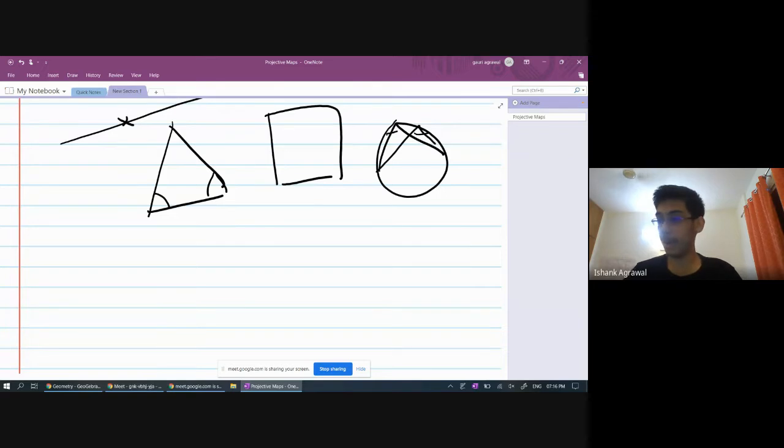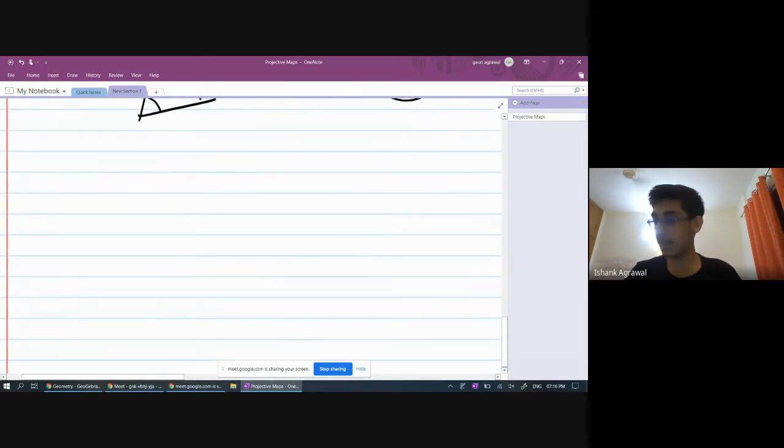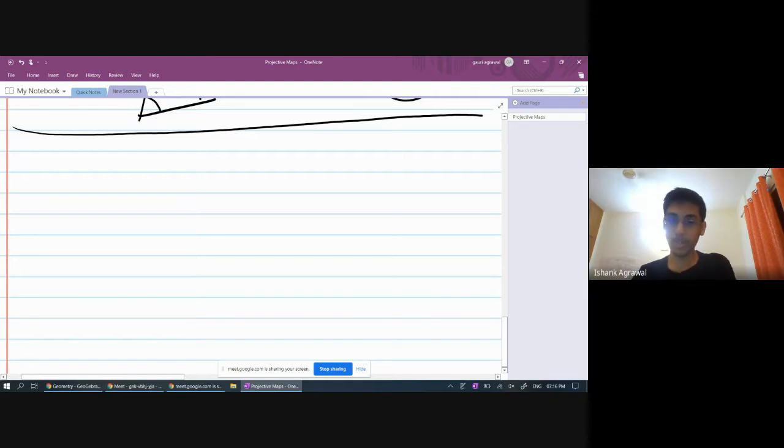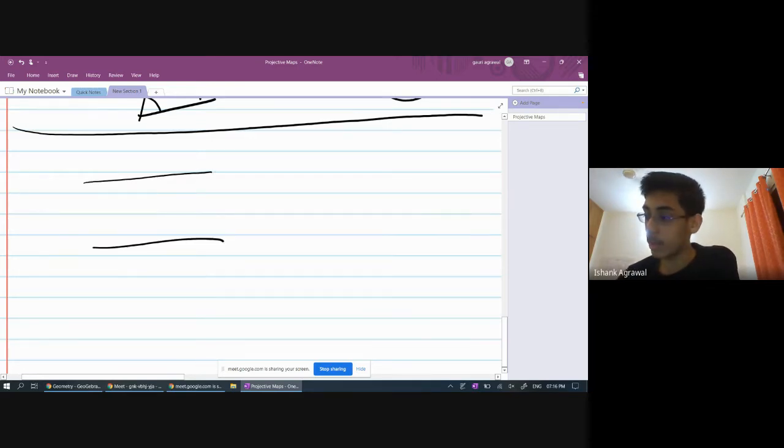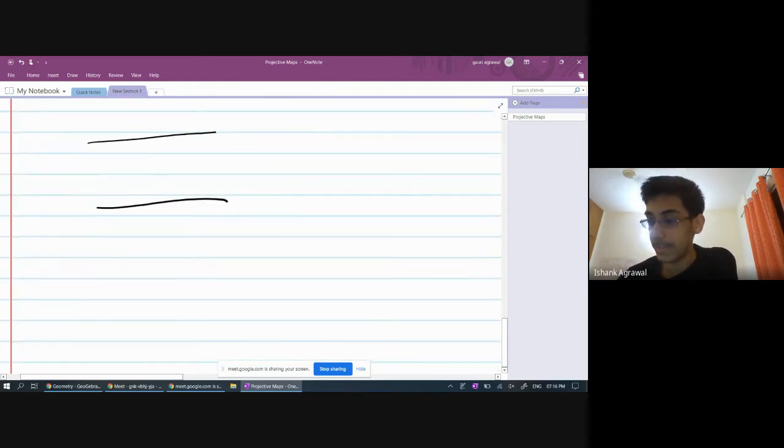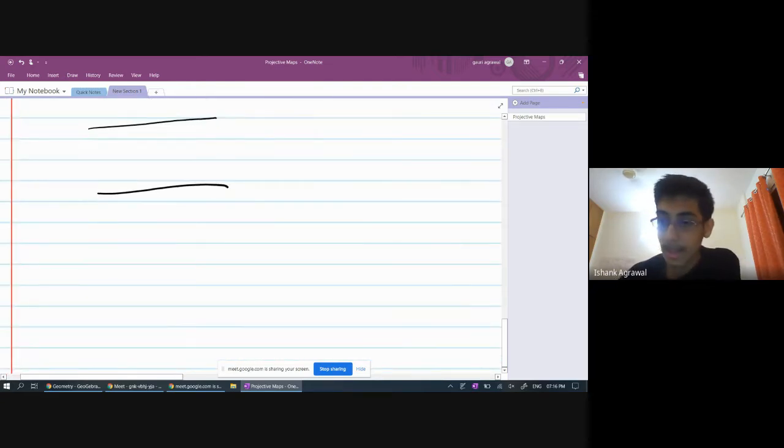Now I want to go back to the fact that two lines meet. Projective geometry states that parallel lines always meet. And what we basically do in projective geometry, so those were the axioms.